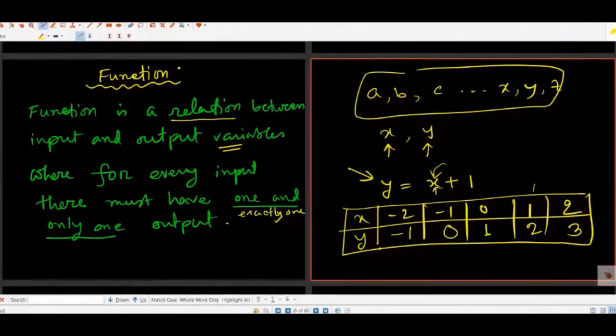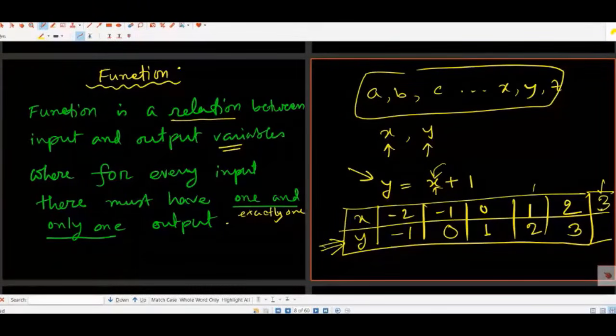So you can understand that the values of Y are totally dependent on X. So first tell me, is it possible to get Y without inputting X values? Is it possible? No. So first of all, we have to input the values of X, then we can expect the values of Y.